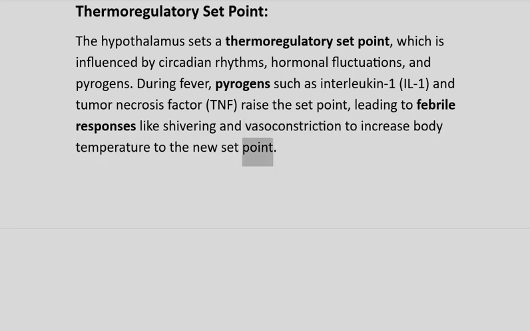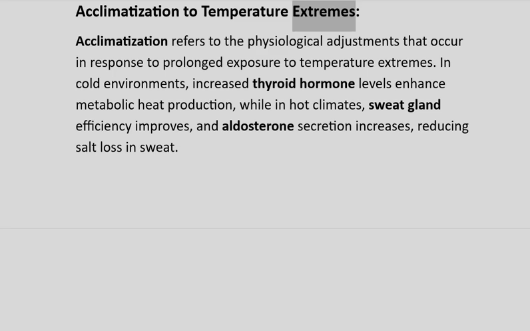Acclimatization to temperature extremes. Acclimatization refers to the physiological adjustments that occur in response to prolonged exposure to temperature extremes. In cold environments, increased thyroid hormone levels enhance metabolic heat production, while in hot climates, sweat gland efficiency improves, and aldosterone secretion increases, reducing salt loss in sweat.